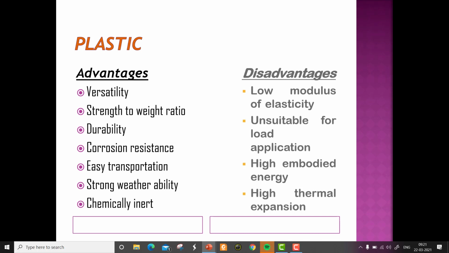It has strong weatherability, so it is resistant to weathering actions, and they are generally chemically inert. The disadvantages include a very low modulus of elasticity. That means at a very low load, when you are applying a load, the plastic will stretch permanently. It is not suitable for cases where it is meant for applying load. It is not suitable for direct load application. Then it has a high embodied energy and high thermal expansion. So temperature is always a big problem for plastic materials.